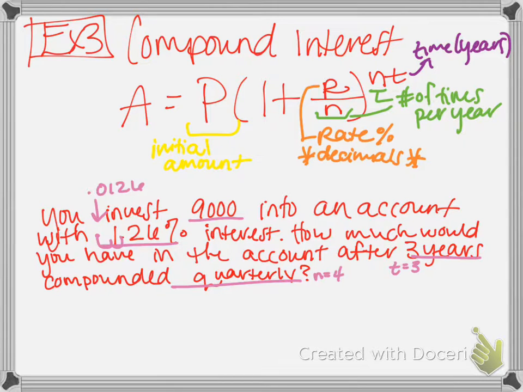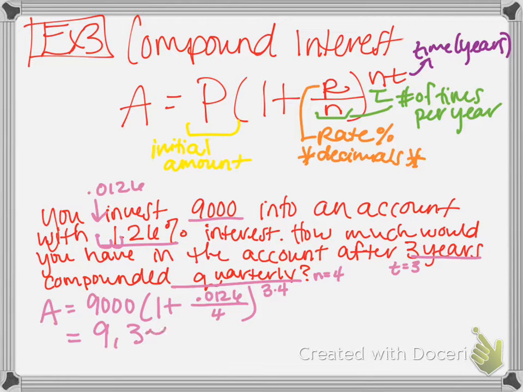Now that I have all my pieces, I can just go ahead and plug it in. I've got my 9,000, 1 plus 0.0126 over 4. And I'm going to raise that all to the power of 3 times 4. And then you can just type this whole thing into your calculator and get your answer. So if you plug this whole thing into your calculator correctly, you should get $9,346. And when you're talking about money, you should always round to 2 decimal places. So it should be to 16 cents. And so that is how you use the formula for this.